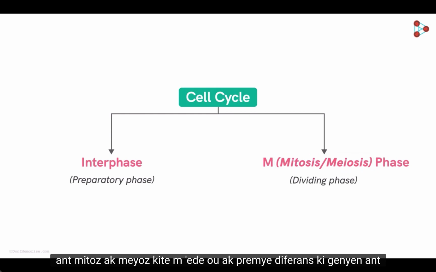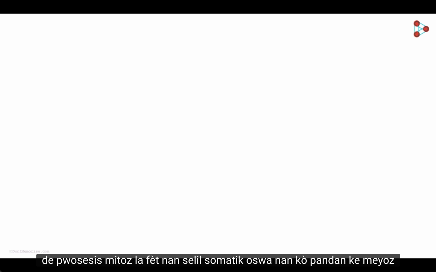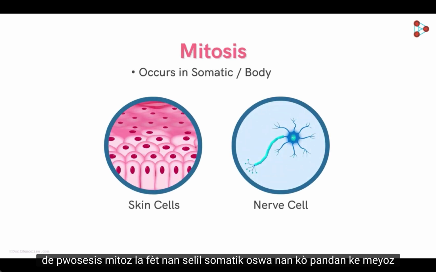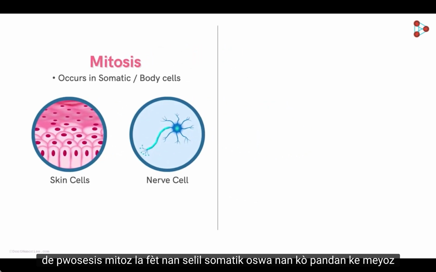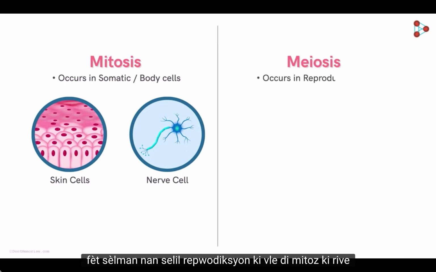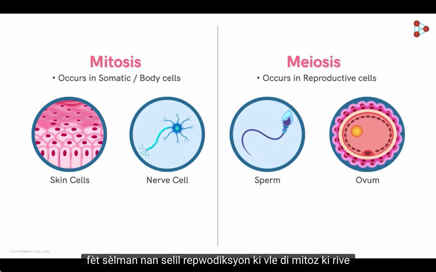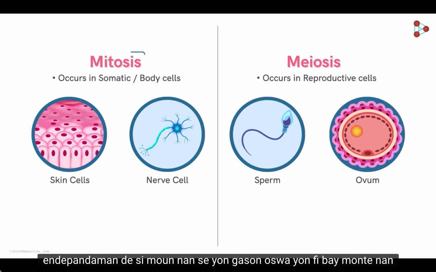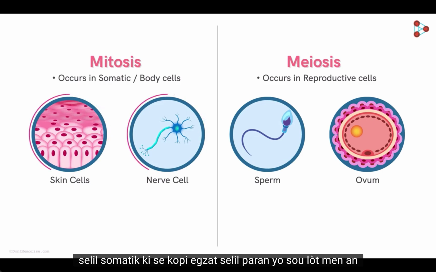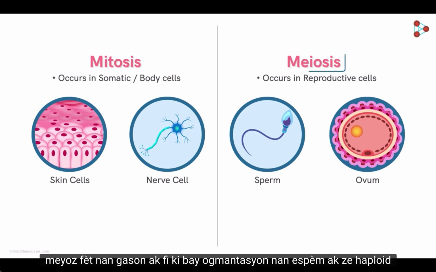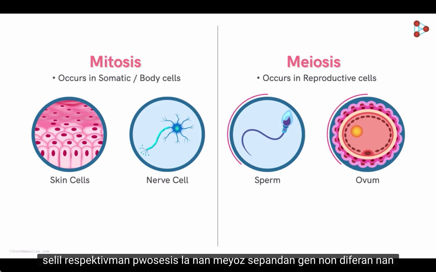Let me help you with the first difference between the two processes. Mitosis occurs in somatic or body cells, while meiosis occurs exclusively in the reproductive cells. That means mitosis, occurring irrespective of whether the individual is a male or a female, gives rise to somatic cells, which are exact copies of the parent cells. On the other hand, meiosis occurs in males and females, giving rise to haploid sperm and egg cells respectively.